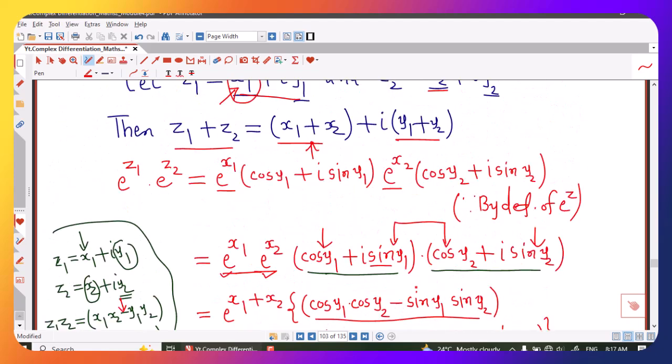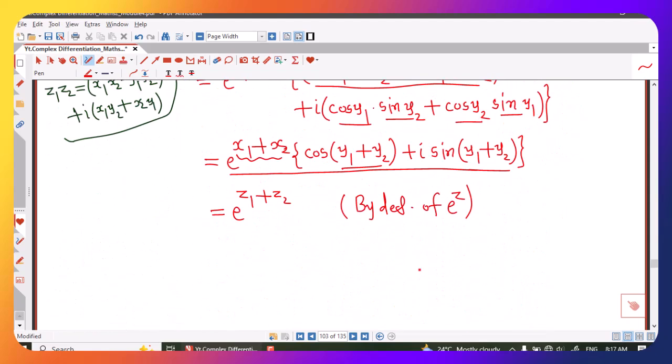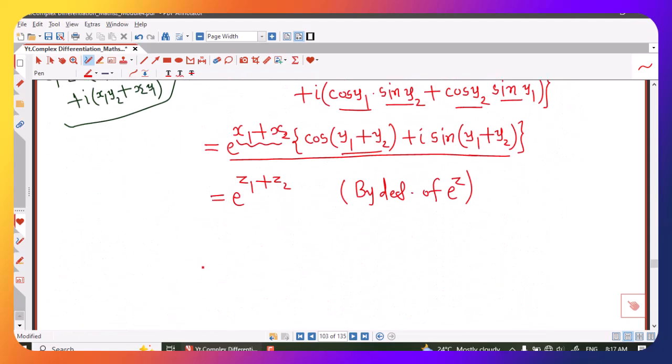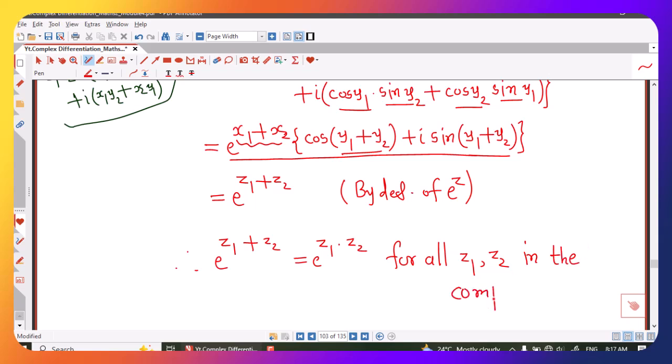So we started with e raised to z1 times e raised to z2, and that turns out to be e raised to z1 plus z2, and z1 and z2 are arbitrary complex variables. Therefore, this is true for all z1 and z2 in the complex plane or in the set of complex numbers.